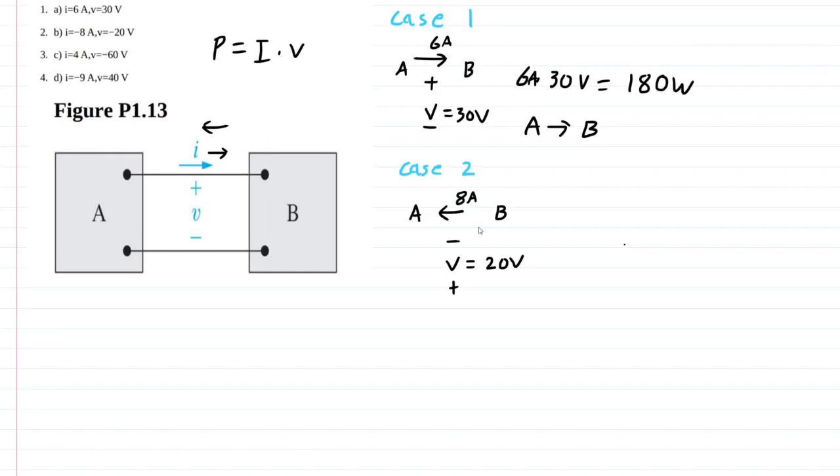Anyway, based on that information, we have the current is negative and the voltage is negative.